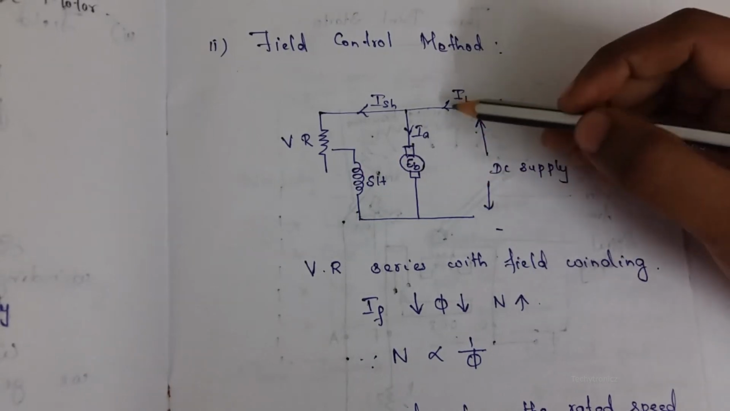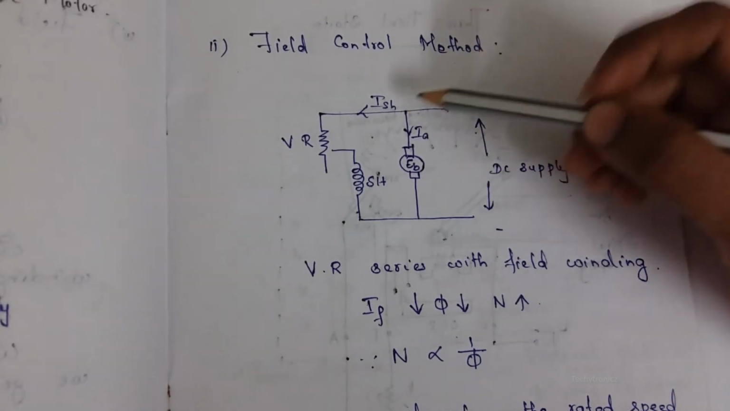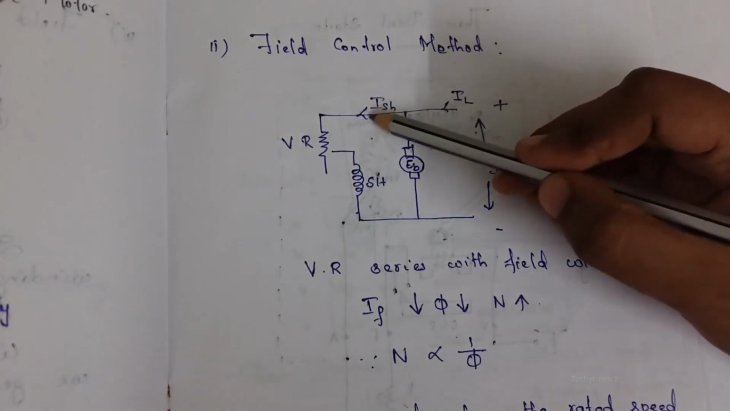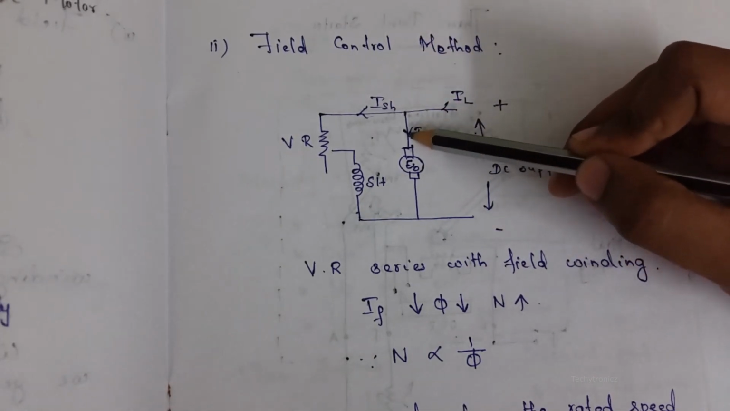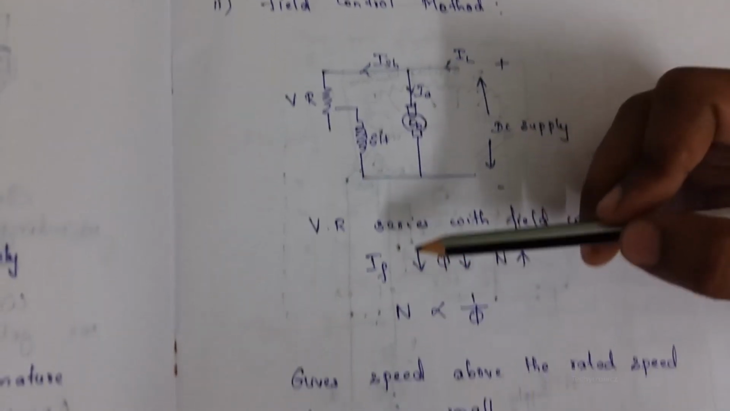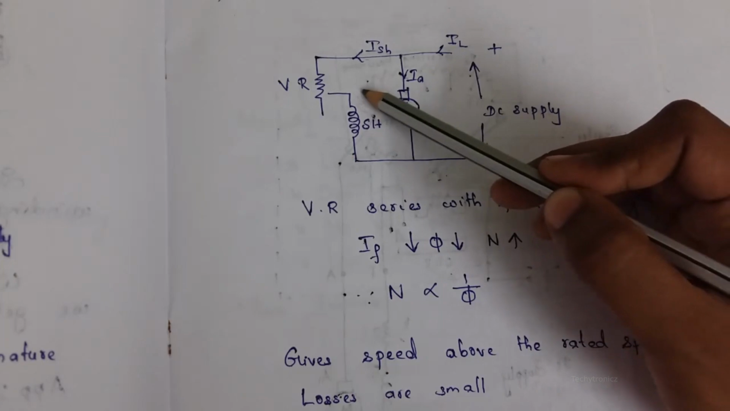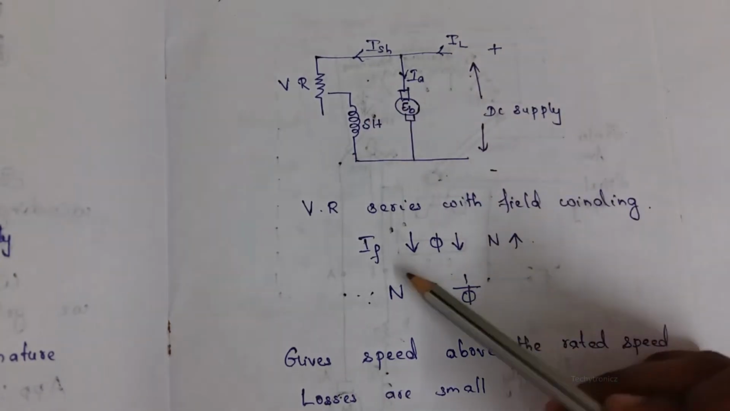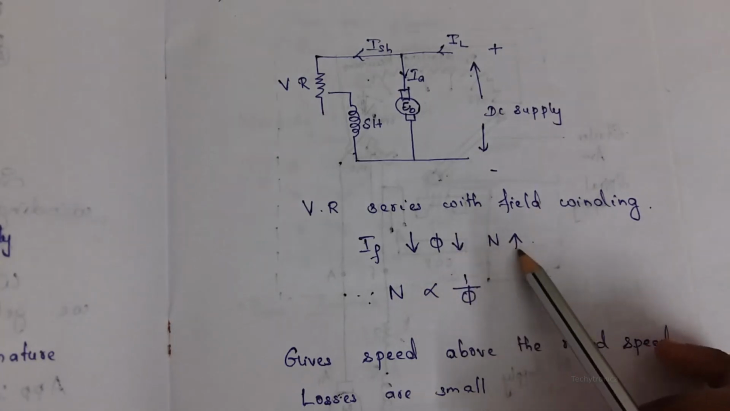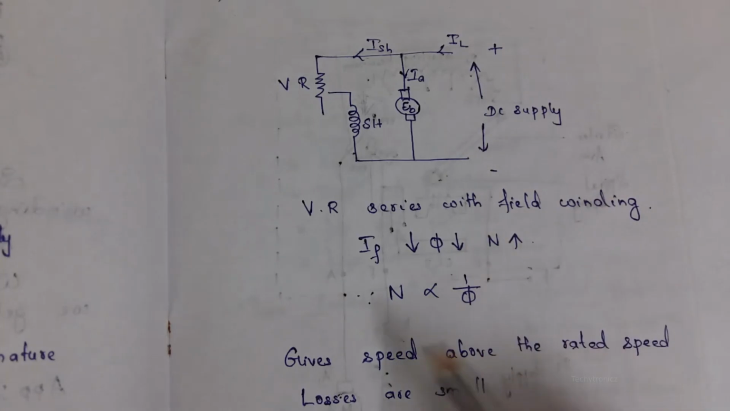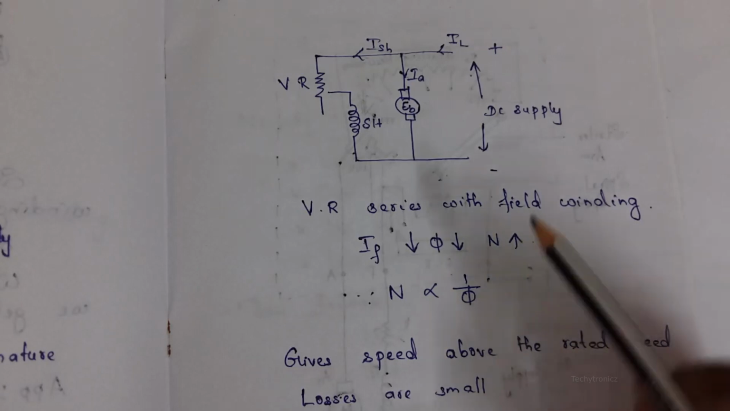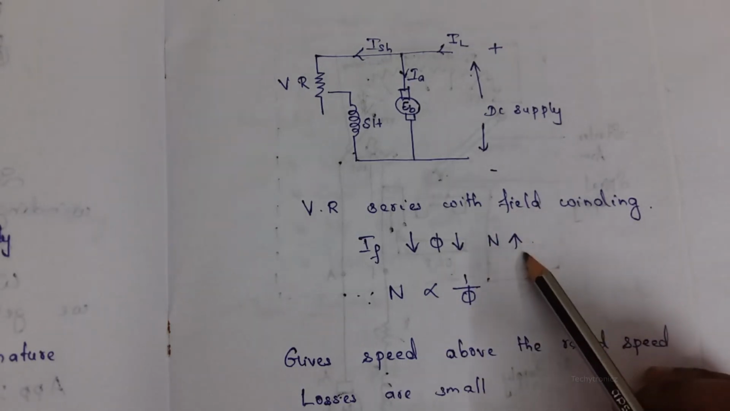The current IL passes through, and when it comes to this point, the current is divided into two. Part of the current goes to the field winding and the other part goes to the armature of the DC motor. When the field current is reduced, the flux gets reduced. When the flux gets reduced, the speed is increased, since speed is inversely proportional to the flux.